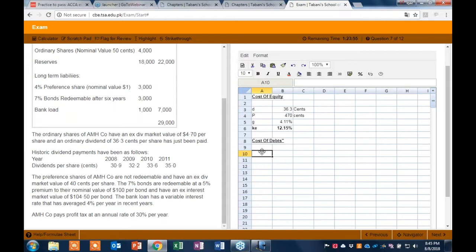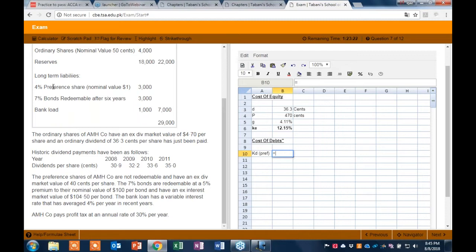Let's calculate the cost of debt of preference shares. So if the preference shares are irredeemable, it means we have to pay dividends in perpetuity. So the dividends that will be paid in perpetuity should be divided by the price against which those dividends are being paid. So it will tell you what rate of return you are giving to your investors. The same rate of return will be your cost of debt.